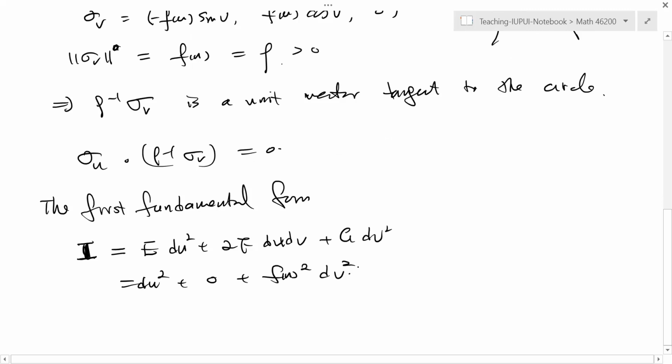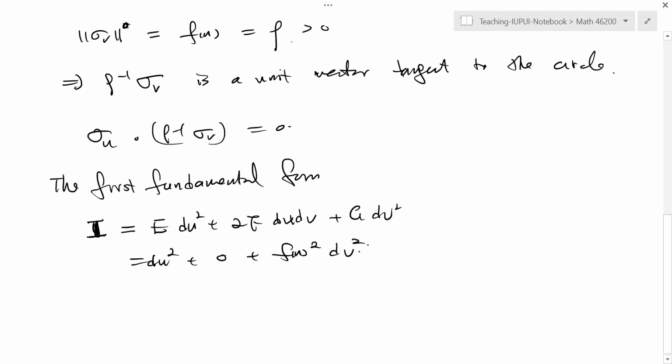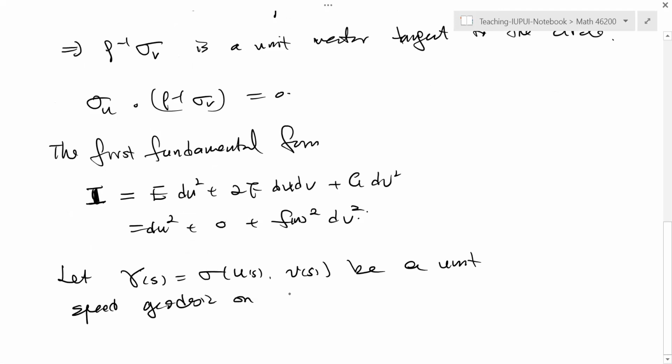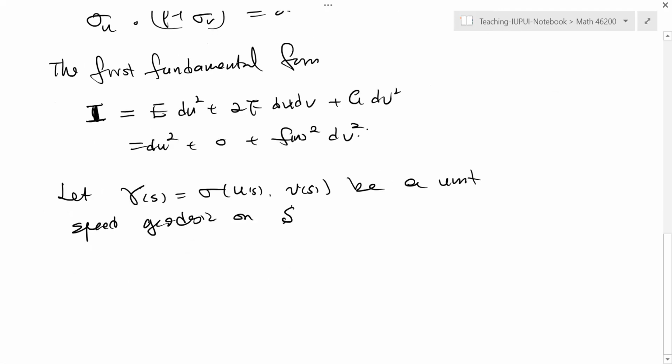And in my last class, I used that, with geodesics. Let's consider geodesics. Okay, so let gamma of s, which is sigma of u of s, v of s, be a unit speed geodesic on this surface. Okay, so let's take a look at this.